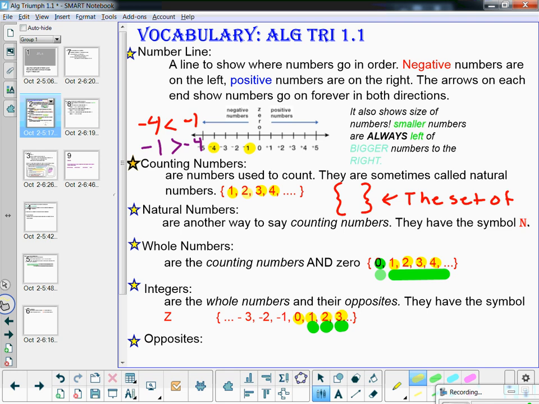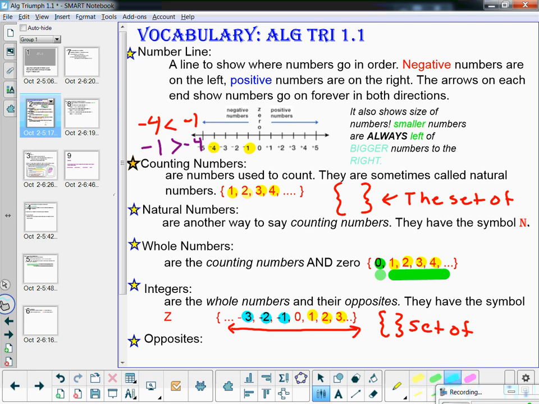The opposites then: the opposite of 1 is -1. The opposite of 2 is -2. The opposite of 3 is -3. The integers are the whole numbers and their opposites. Just like that. Notice the dots on each side. That's the same as our number line arrow. It tells us that our numbers go on forever in both directions. Remember again, curly brackets mean the set of numbers.